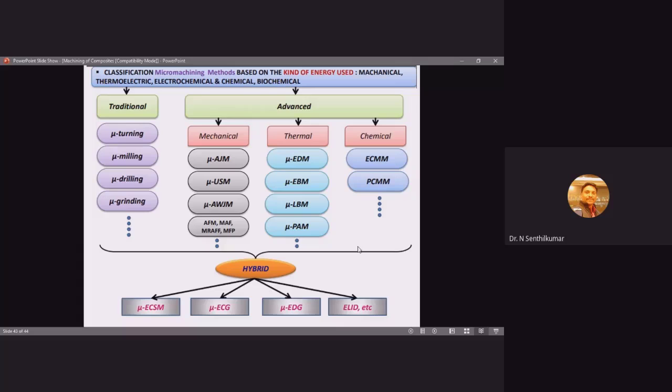So these are the different micro machining studies based on the energies being used. This is the traditional one, and this is the non-traditional one. So micro turning, micro milling. You can see a number of papers coming across these things. So micro drilling using small drill bits. The conventional machines cannot be used for this; we have to use only specialized or advanced machines. So in this, micro abrasive jet machining, ultrasonic machining, abrasive water jet machining.